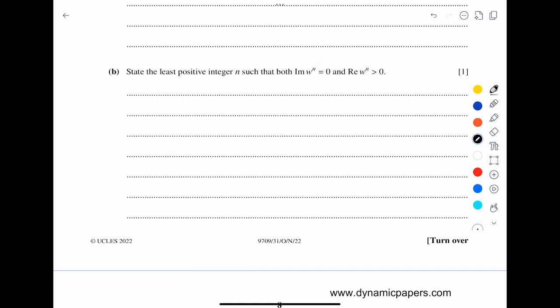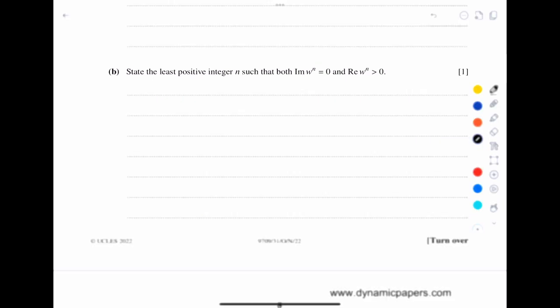Now, part B really makes you think. It says to state the least positive integer n, such that the imaginary element of w to the power of n equals 0, and the real element of w to the power of n is greater than 0. If you're anything like me, upon reading that, you go, what does that mean? But when you break it down, it becomes much easier.